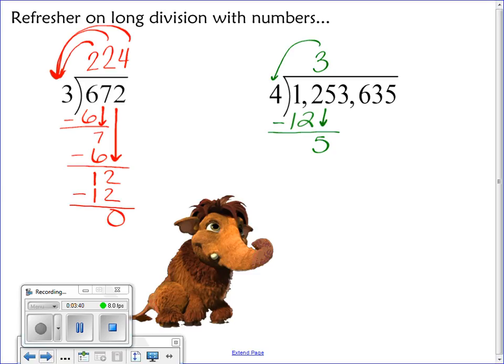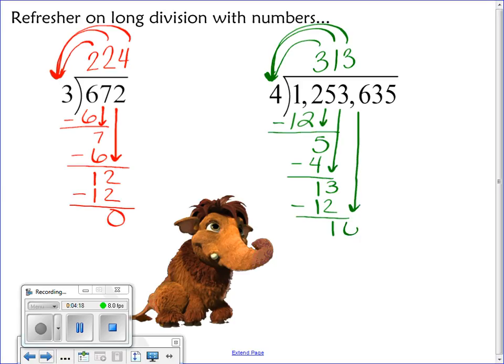How many times does 4 go into 5? Once. So we write up the 1. Then we multiply. 1 times 4 is 4. And then subtract. 5 minus 4 is 1. Bring down the next part. Bring down the 3. And we start again. How many times does 4 go into 13? 3 times. Then you multiply. 3 times 4, 12. Then we subtract. That's 1. Drop down the next one. We start again. It's the same process over and over and over.